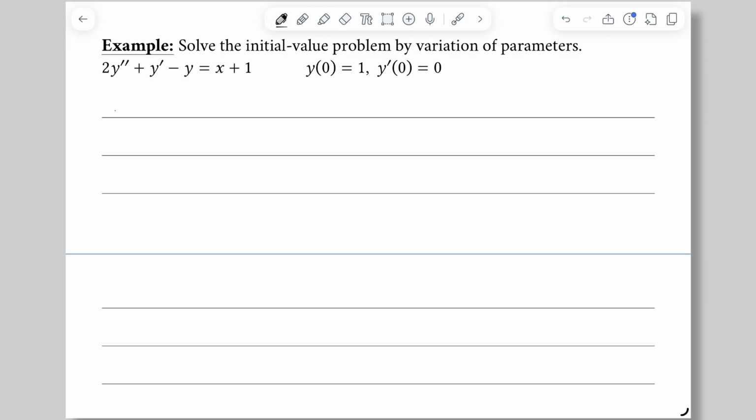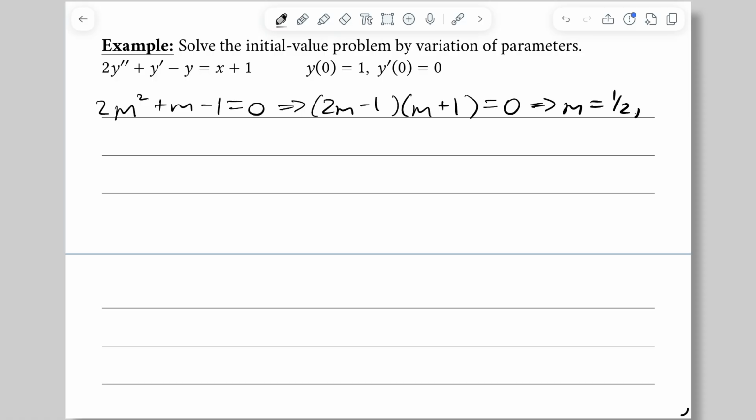And the first step is going to be solving the auxiliary equation, 2m^2 + m - 1 = 0. When you're factoring something as basic as this, please double check that you got everything correct. This is going to be (2m - 1)(m + 1). And so we have that m = 1/2 or -1. Our complementary function then is y_c = c1 e^(x/2) + c2 e^(-x).